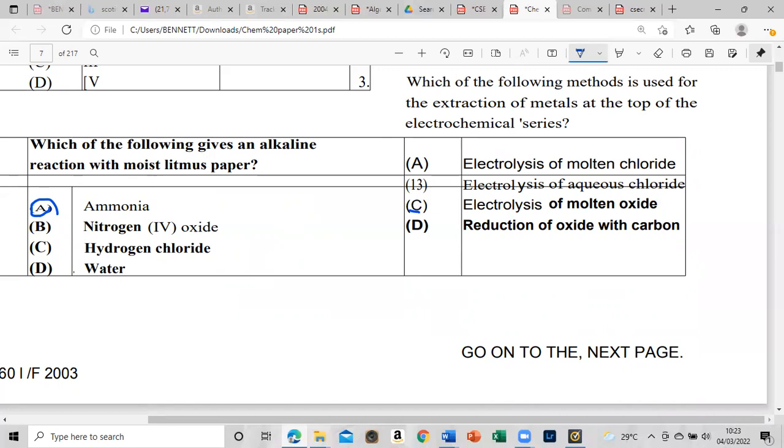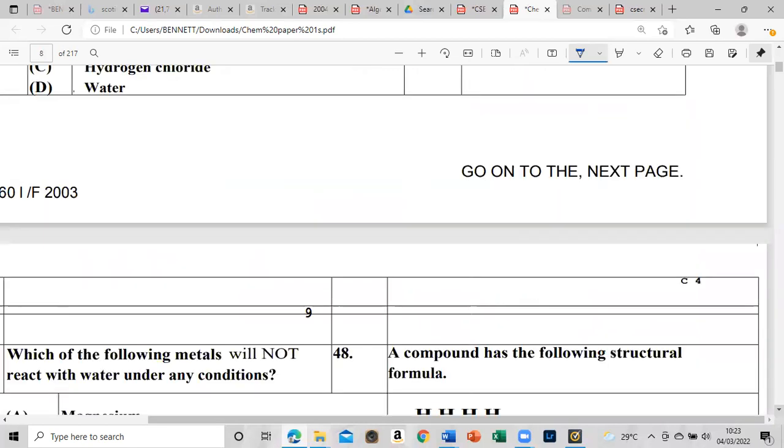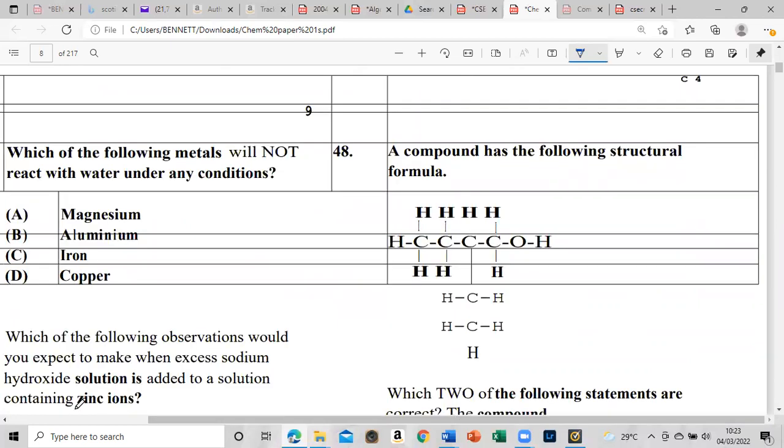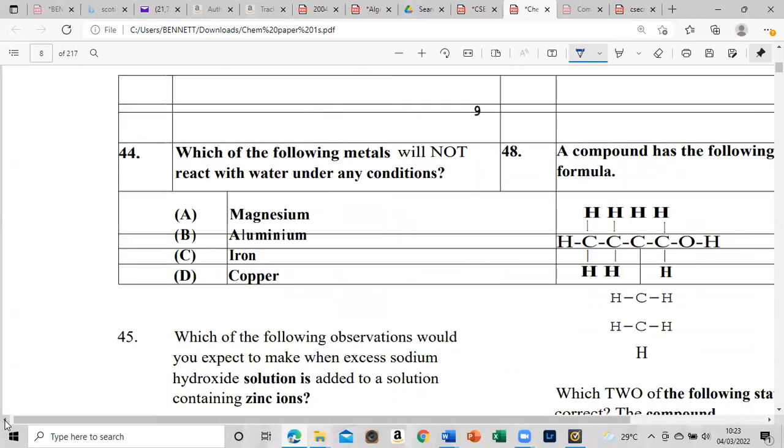Let's move on to 44. So close to the end, guys, so close. All right, so 44. Which of the following metals will not react with water under any condition? Is it magnesium, aluminum, iron, or copper? And that would be copper. So 44 would be D.